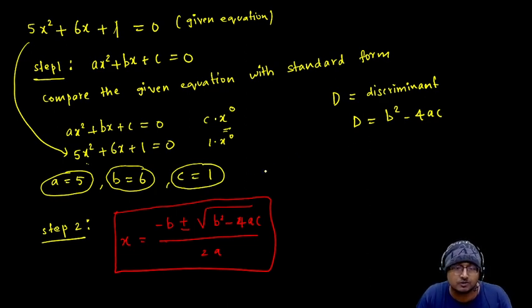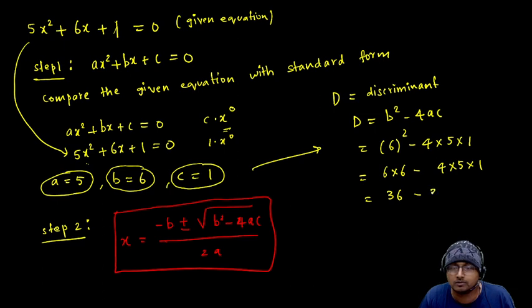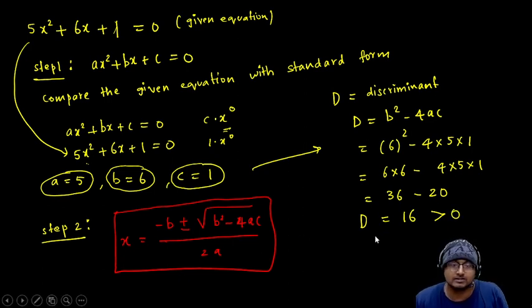So let us find it. Substitute these values in b square minus 4ac. What it will become is equal to b, what is b? 6 whole square minus 4 into what is a? 5 into what is c? 1. So what is 6 square? 6 into 6, minus 4 into 5 into 1. What is 6 into 6? 36 minus 4 into 5 is 20, 20 into 1 is 20. So minus 20. What is 36 minus 20? It is 16. So discriminant is equal to 16. Whether it is greater than 0 or less than 0, it is greater than 0, right? So the discriminant value is greater than 0.